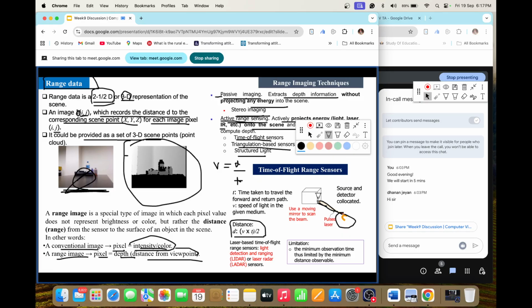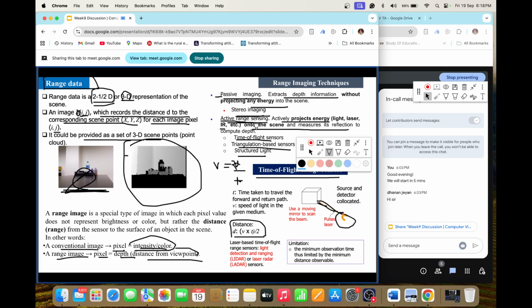But here you can see there are two distances, right? One when the laser goes from the source to the object, and second when the laser is reflected back from the object to the source. So we have a 2d distance rather than a d distance. From this we can easily get d equals t times v divided by 2. By this we can calculate the distance of the object. This technique is known as the time of flight range sensor. So this is the first technique for active range sensing.